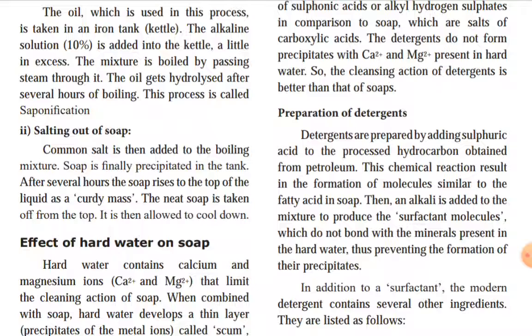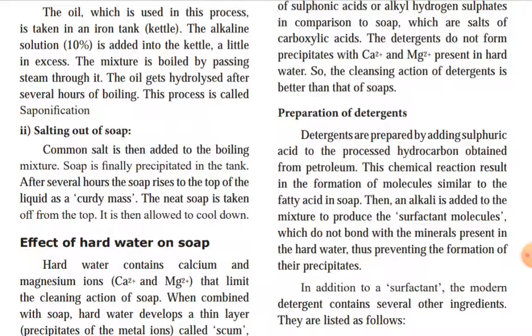So only 2-3 points are here. Understand. First, detergents are prepared by the addition of sulfuric acid to the hydrocarbon obtained from petroleum. Second point, the chemical reaction results in the formation of a molecule similar to the action of soap in fatty acid. What is the important property? The alkali is added to the mixture to produce surfactant molecules.